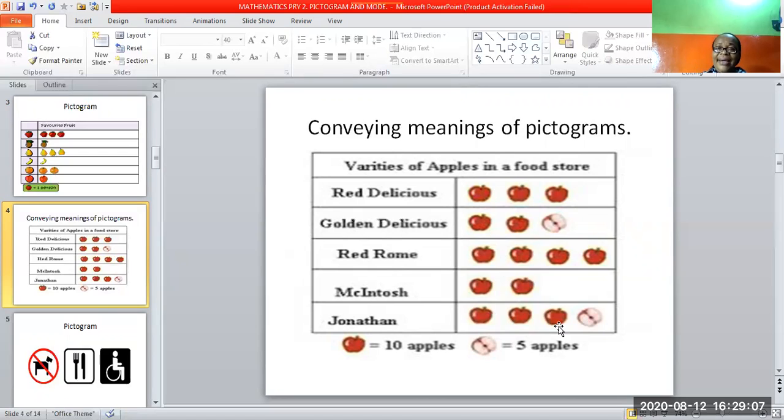Therefore, we should be able to say that the red rose apple sold the most in the store. Name the store.